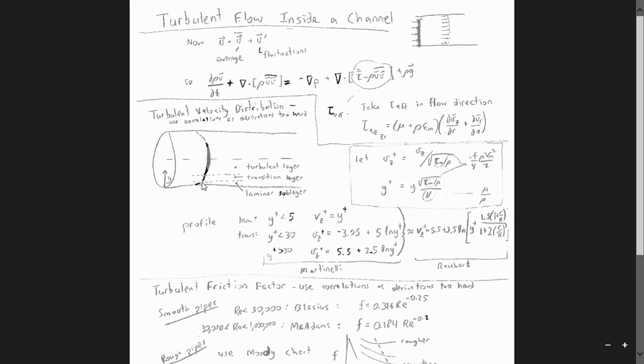So there's a laminar sublayer near the wall. That's because flow near the wall is slowed down due to the friction with the wall, and slow flow is laminar flow. So near the wall we have a laminar sublayer.